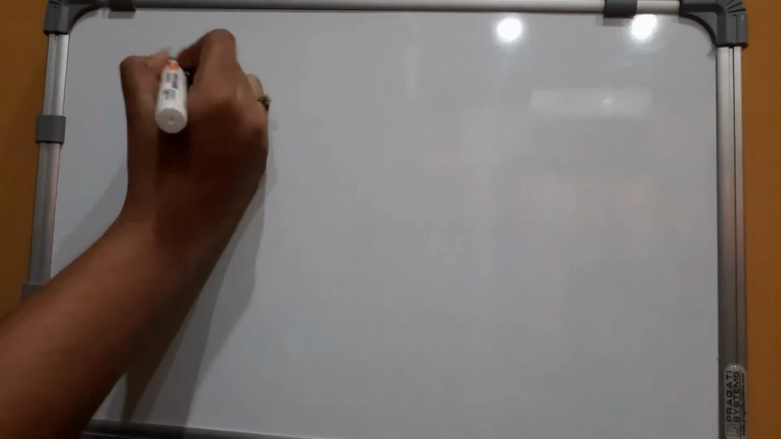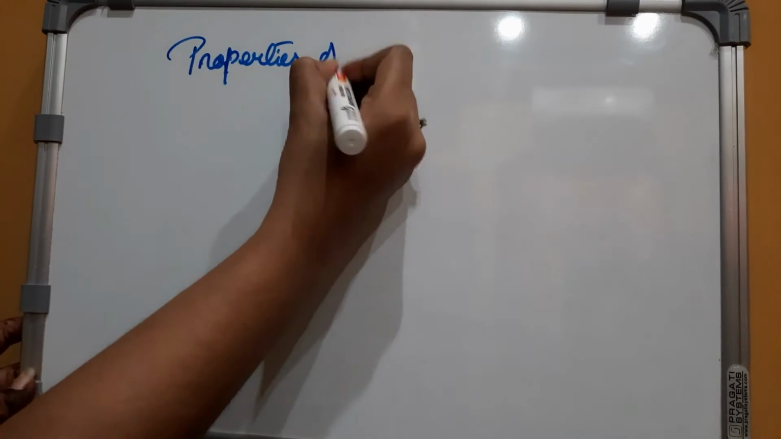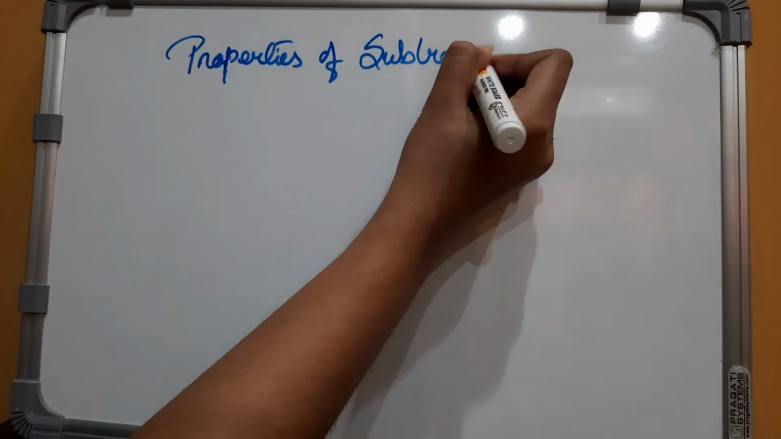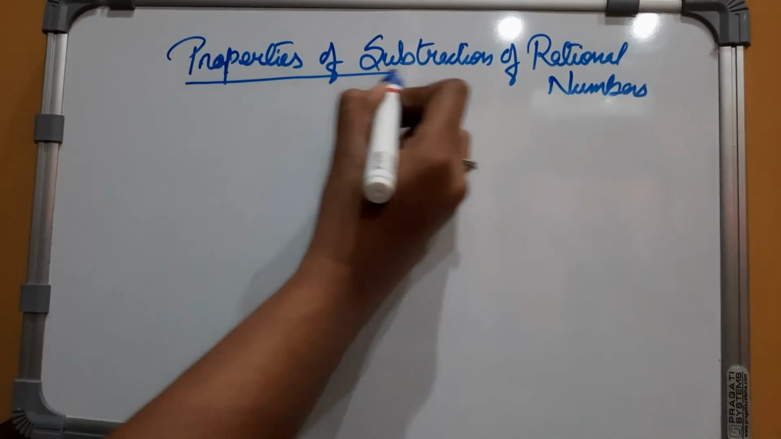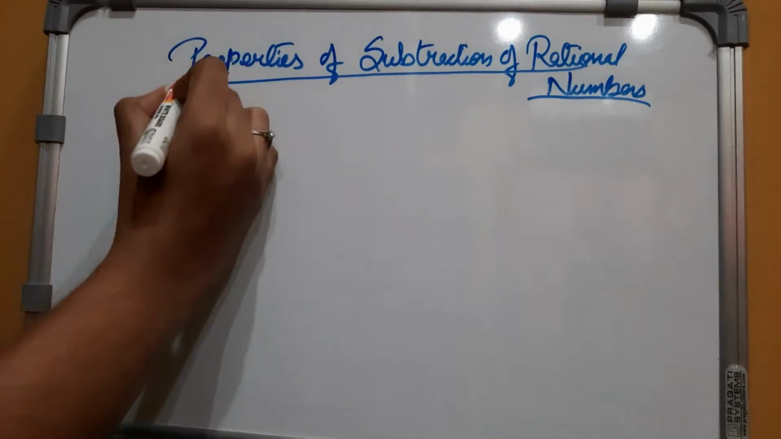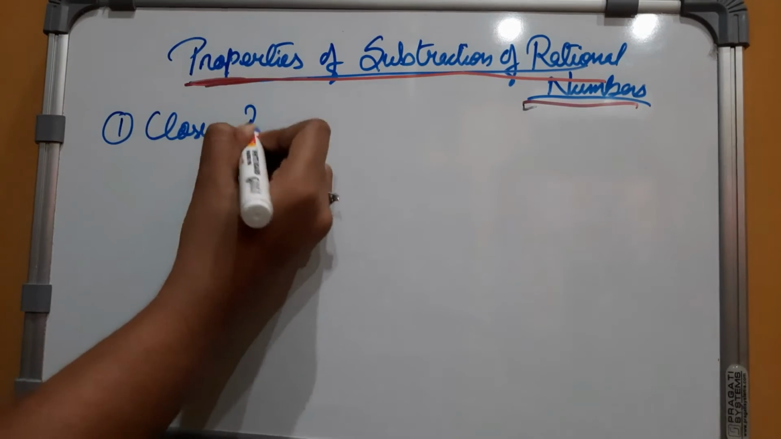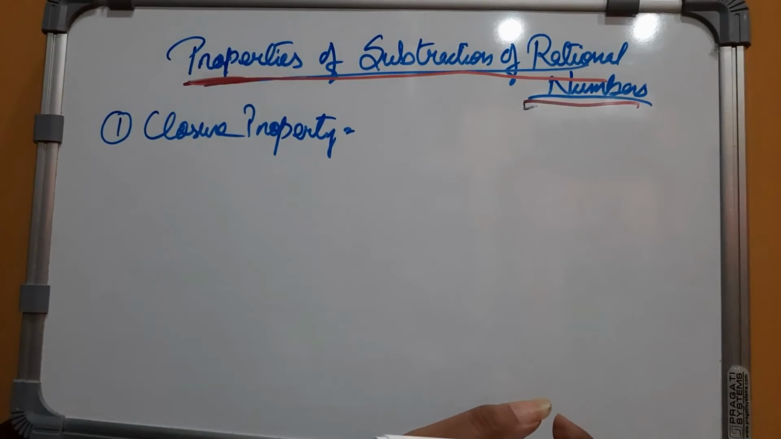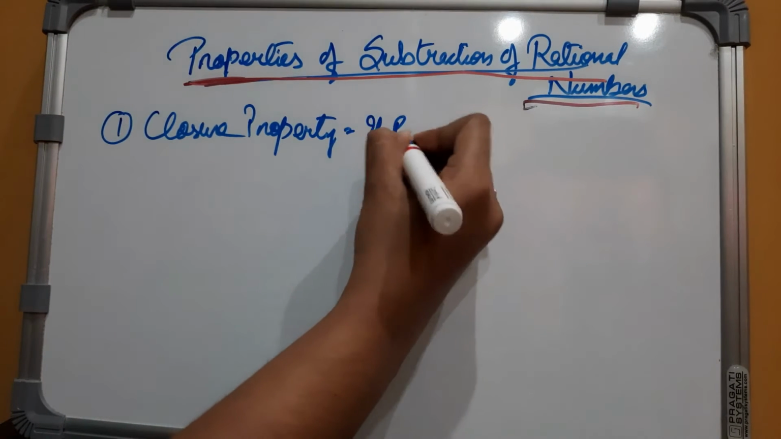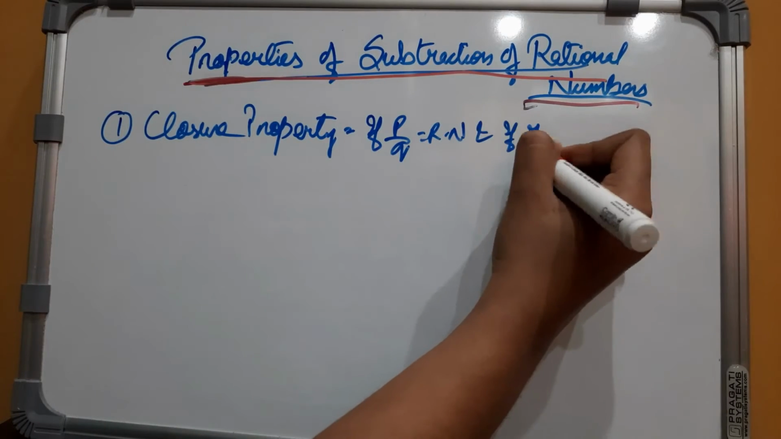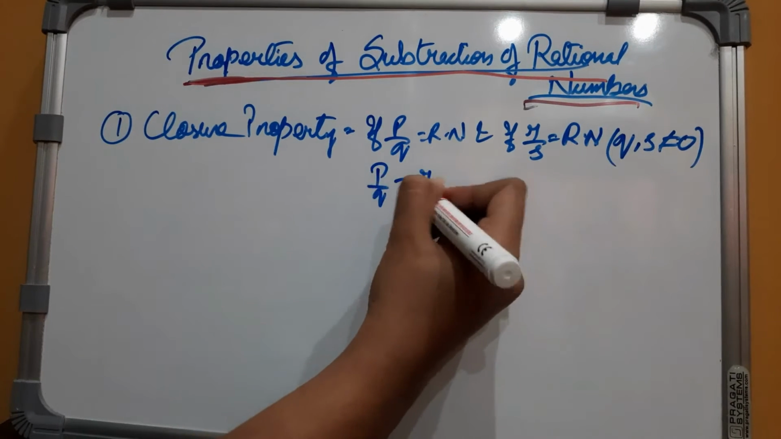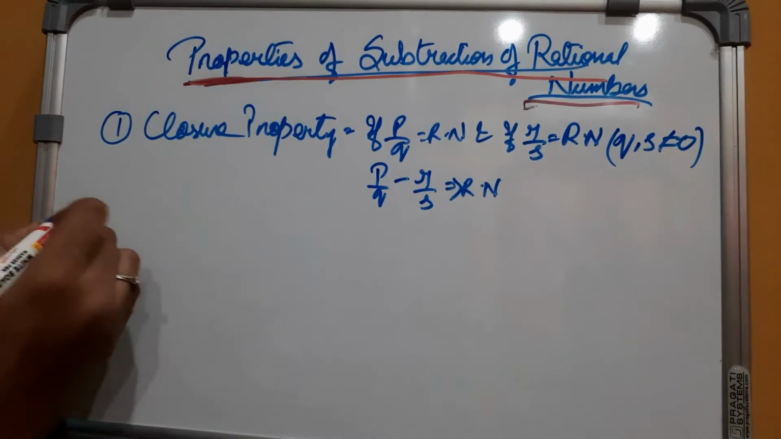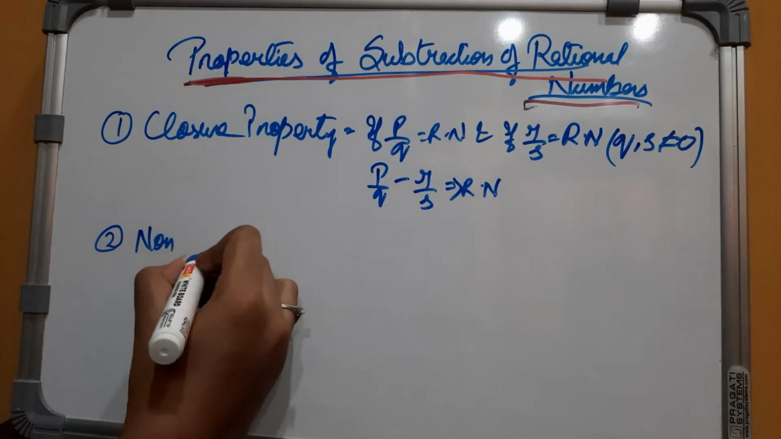Now next we shall be reading about the properties of subtraction of rational numbers. In this case, there are basically three properties. The first property is the closure property. This states that if p by q is a rational number and r by s is also a rational number, with the denominators q and s not being 0, then p by q minus r by s, the resultant, will also be a rational number.